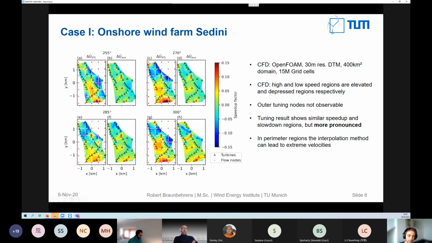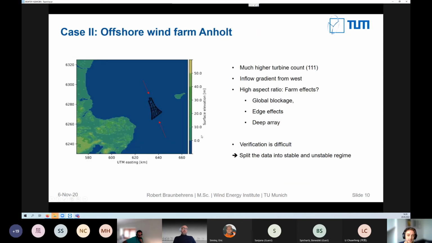But in fact, if you look at the map or if you look at the CFD simulation, you see that there's a sort of valley between those two rows of turbines.